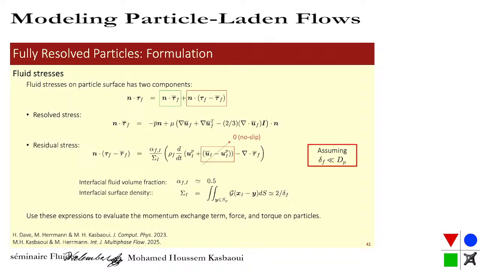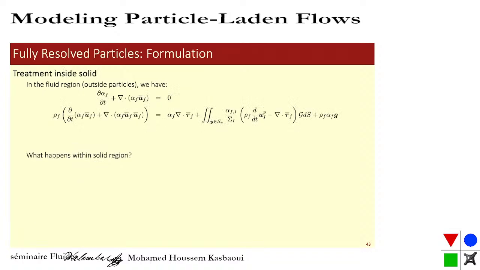And if you assume that your filter size is very small compared to the particle diameter, and very small means diameter divided by 3, diameter divided by 4, then you can neglect that part and you can use a no-slip boundary condition there. So that's the main assumption here.